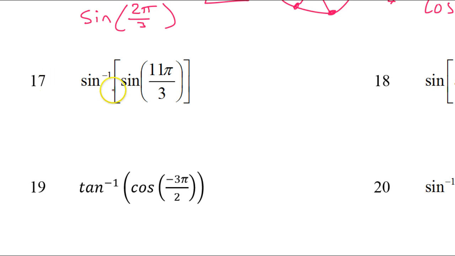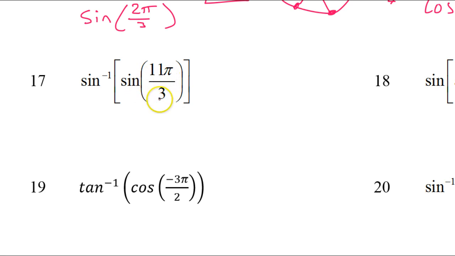All right, now these are opposites. They're inverses of each other. Inverse sine and sine. Sometimes these cancel each other out, but only if this is within the restricted range. 11 pi over 3 is far outside of the restricted range, so we're going to have to do it.